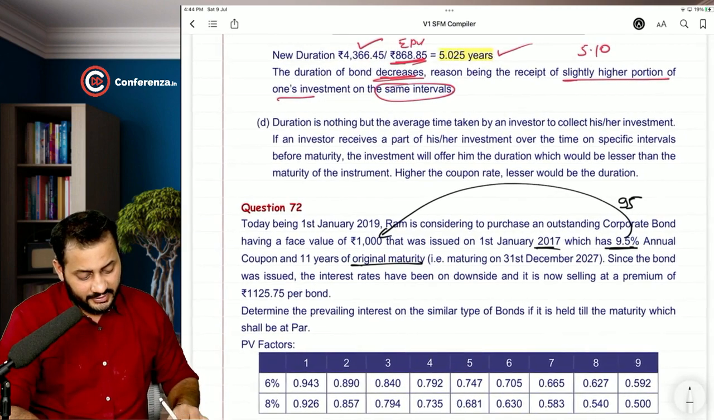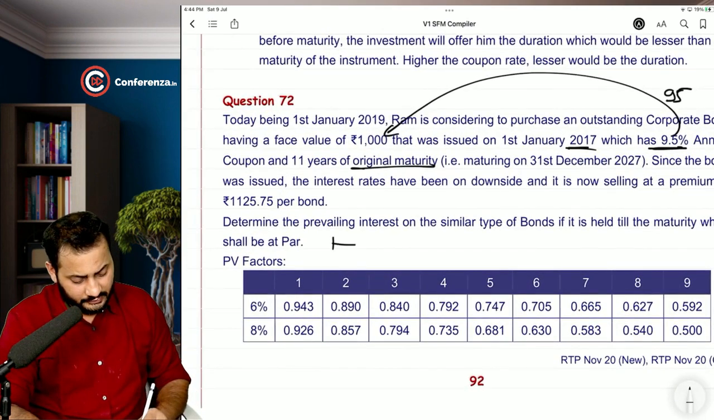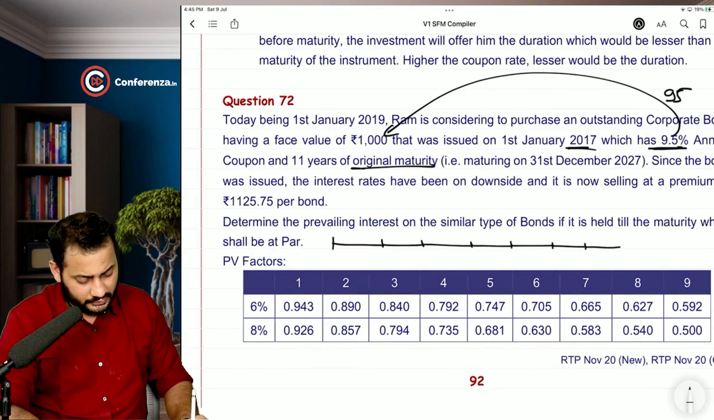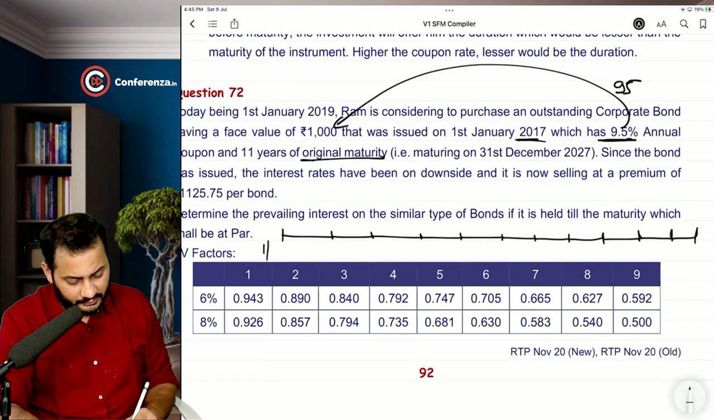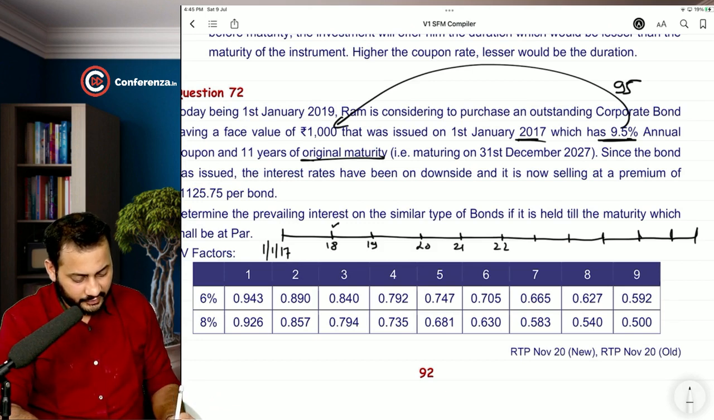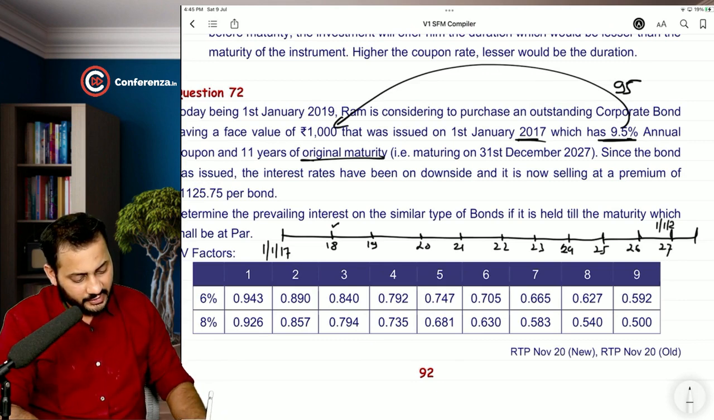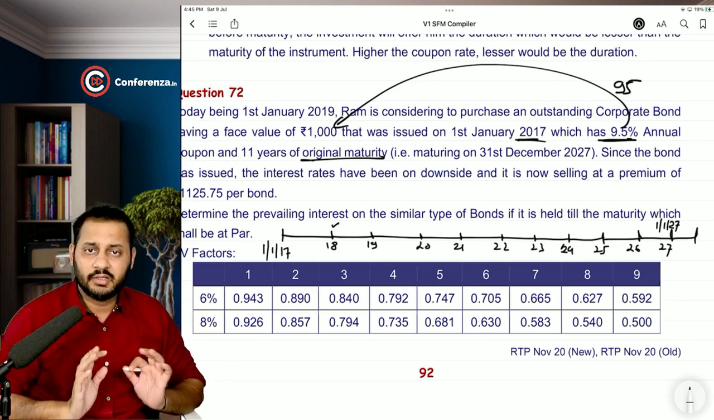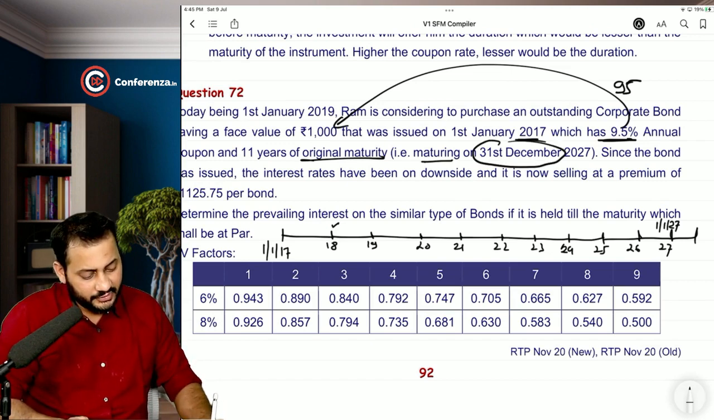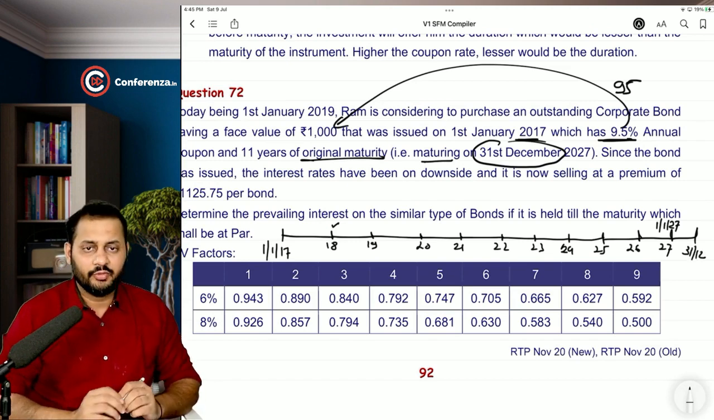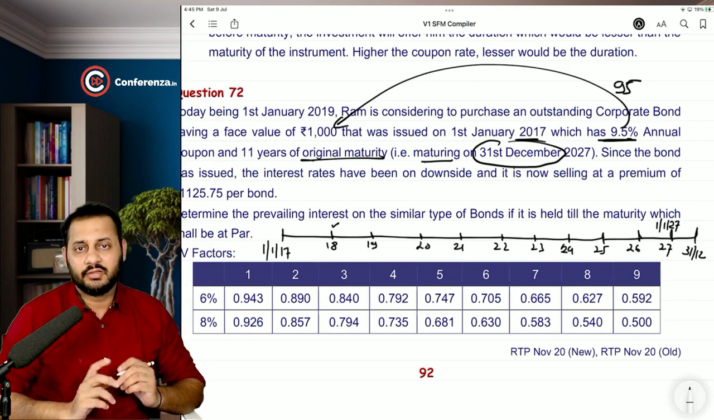If I'm not wrong, let's calculate it here. 2, 3, 4, 5, 6, 7, 8, 9, 10. It is 1st January 2017. So this is going to be 1st January 2018, 19, 20, 21, 22, 23, 24, 25, 26 and 27. 1st January 27 will be the date where 10 years will complete. But the question says that the maturity is on 31st December. That is one more year, which is going to be the 11th year. Are you okay with this? 1st January to 31st December, it will add one more year.